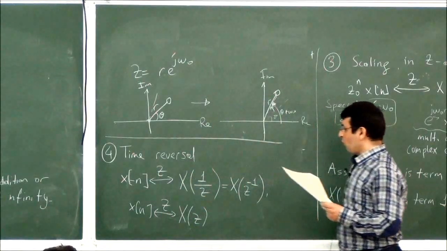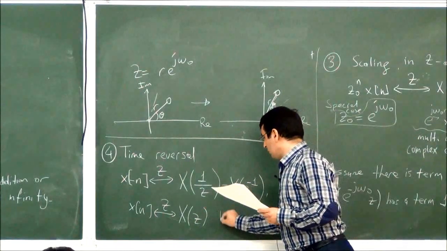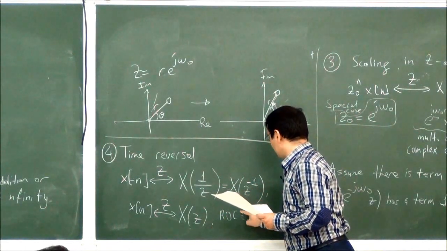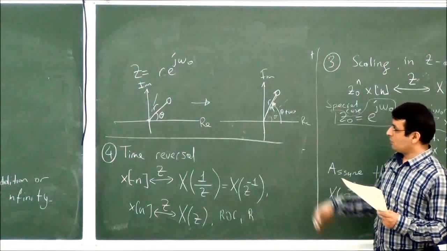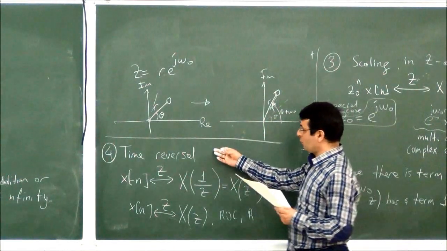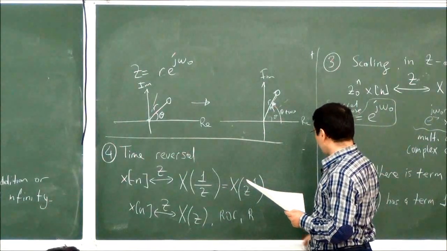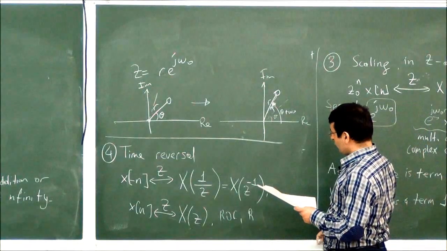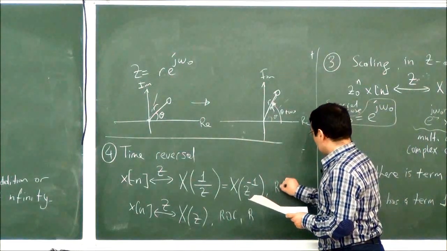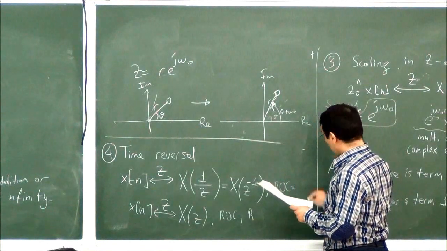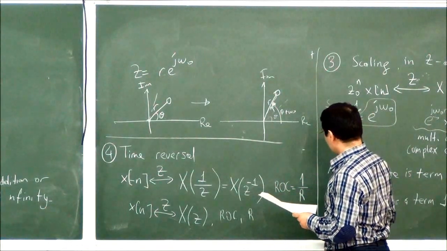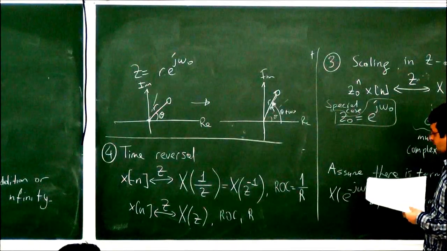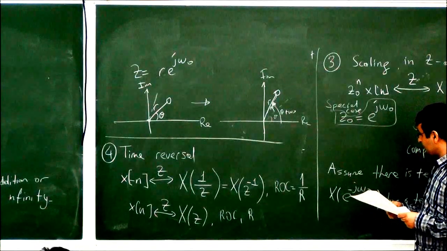So what about the region of convergence? Let's say the region of convergence of this sequence is R in this case. If you reverse your sequence in the time domain, then what about the region of convergence of this reversed sequence in the z domain? So the region of convergence is in this case 1 over R. So what do you mean by 1 over R? Sorry?